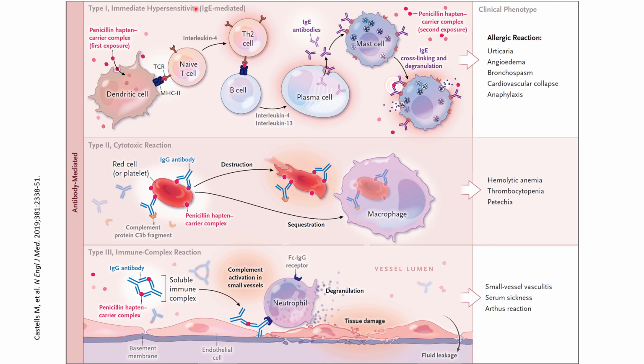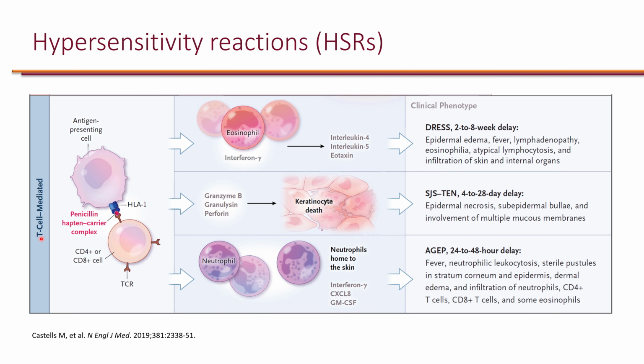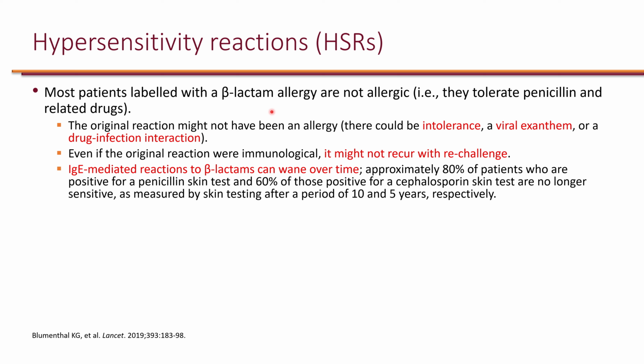So for example, type 1 is IgE. And when we think of T-cell mediated hypersensitivity reaction, this is specifically type 4. Now let's focus on beta-lactam allergy specifically. Now most patients labeled with a beta-lactam allergy are actually not allergic. And here are some reasons that they may have been falsely labeled as beta-lactam allergy.